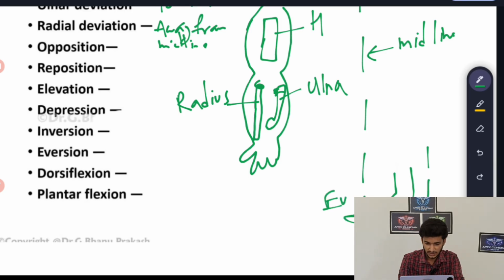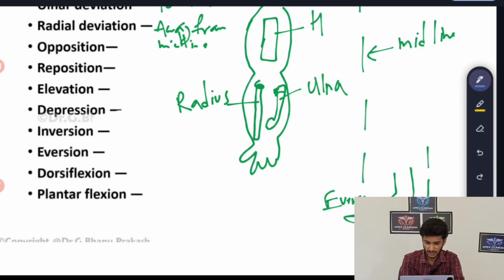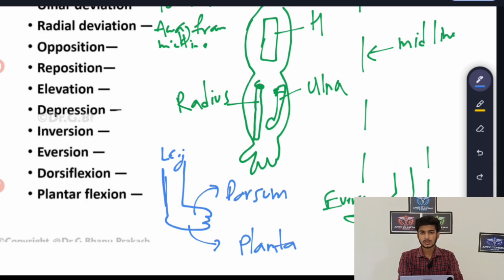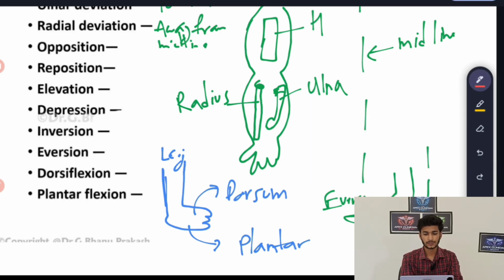You can appreciate here I'm drawing the structure of the leg. This is the leg, and this is the foot. The upper part of the foot is called the dorsum, and this lower part of the foot is called the plantar. For explaining the other two movements, I need this diagram. So here are dorsiflexion and plantar flexion.